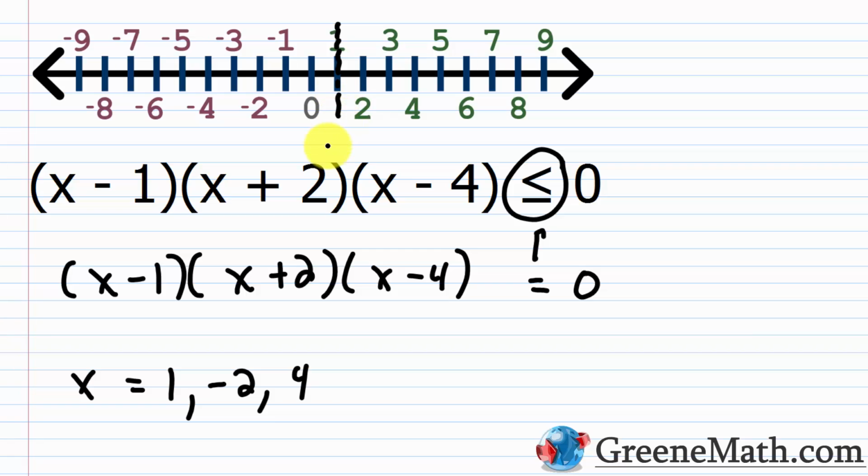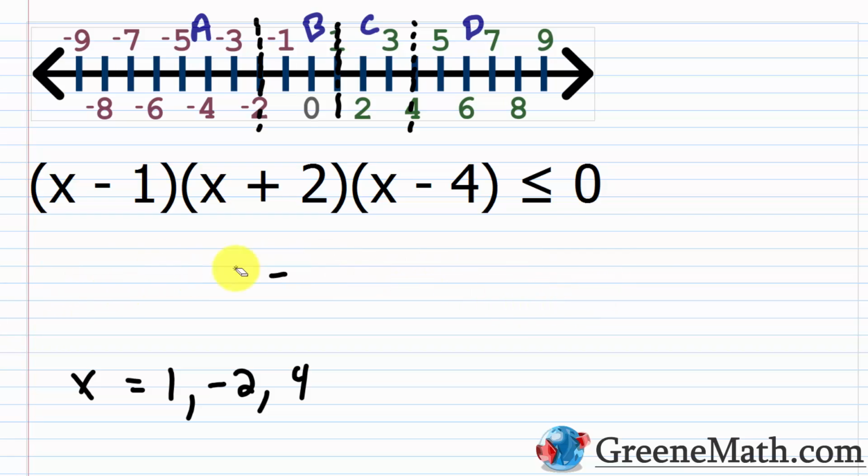So we have that x could be 1. So let's put a visible border there. x could be negative 2. And then x could be positive 4. So we're going to have 4 intervals here. Interval A will be anything to the left of negative 2. Interval B will be anything between negative 2 and positive 1. Interval C will be anything between positive 1 and positive 4. And interval D will be anything larger than positive 4.